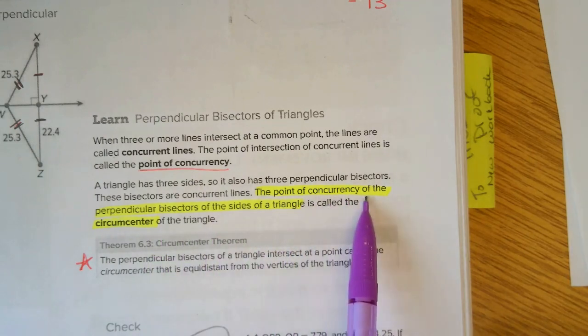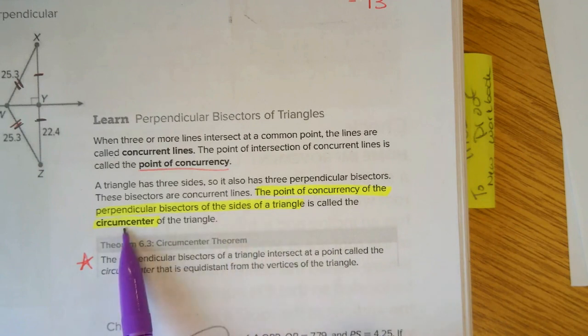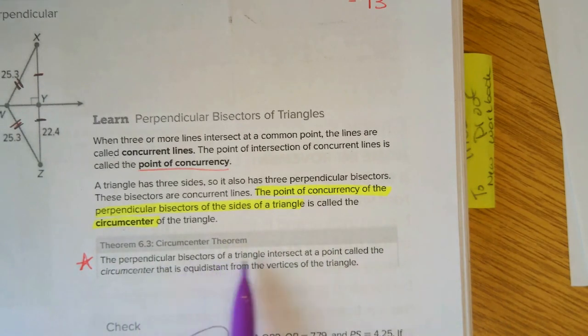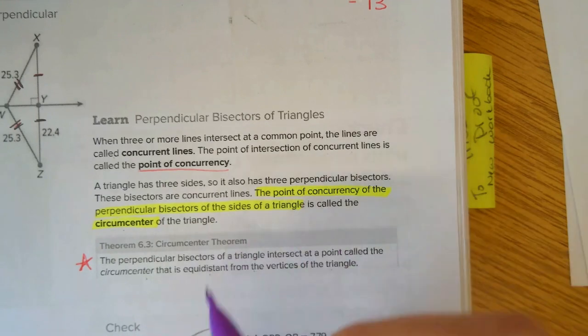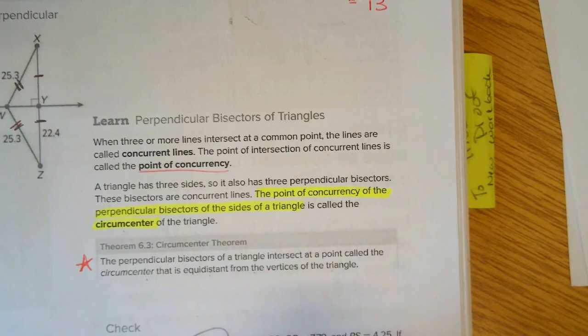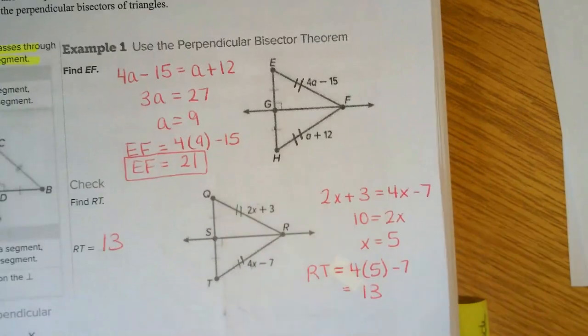Okay? The point of concurrency of perpendicular bisectors is called a circumcenter. The perpendicular bisectors of a triangle intersect at a point called the circumcenter, and that is equidistant from the vertices of a triangle. Okay, so that means the distance to all of the vertices will be the same.